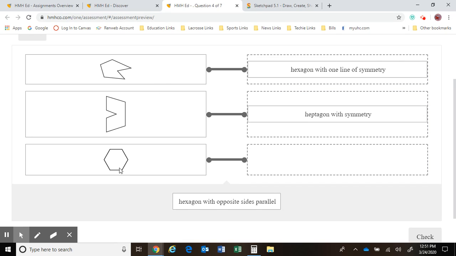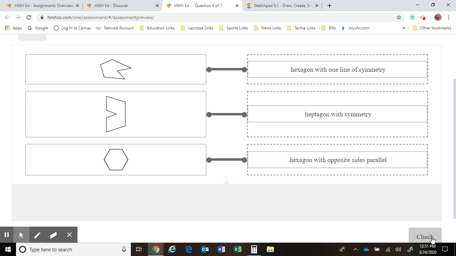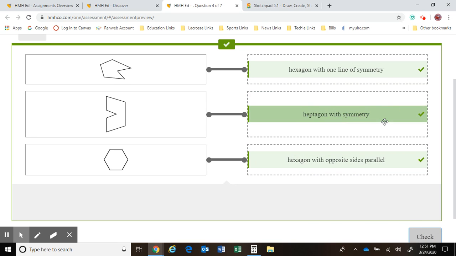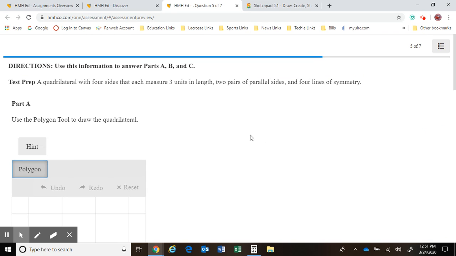And the opposite sides are parallel. Those two sides are parallel, those two sides are parallel, those two sides are parallel. There we go. Check it. Good. Got all my green checks. Moving on to question 5.